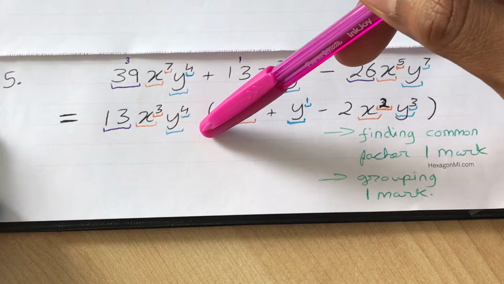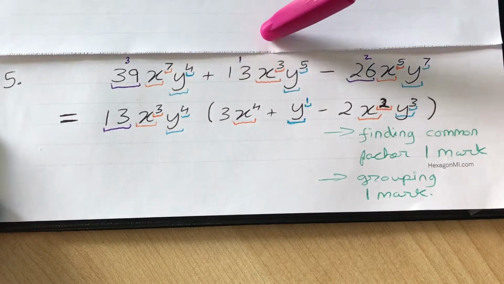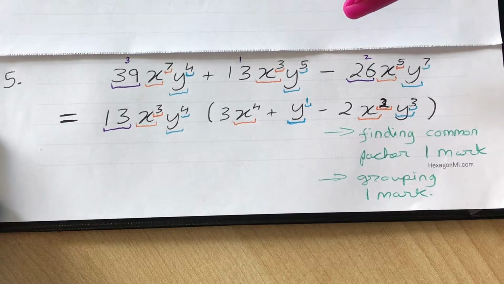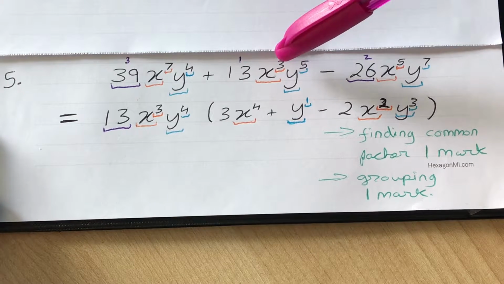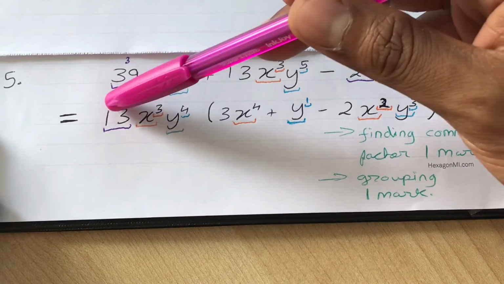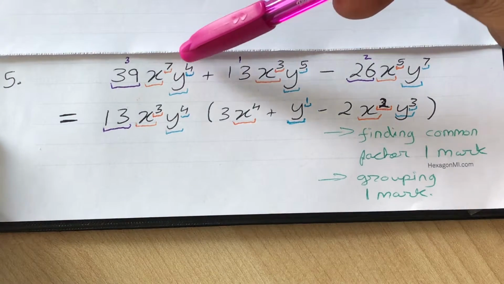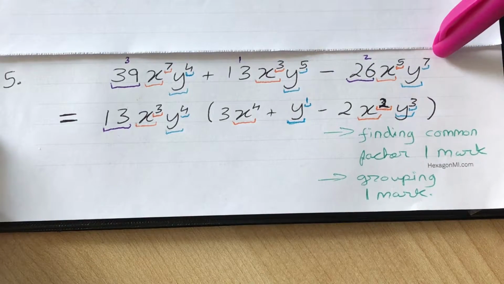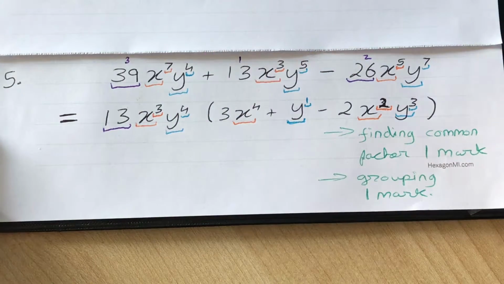Then we tackle the variable part, which is fairly simple to be honest. Let's deal with the x first. Take a look at the three terms and see which term has the smallest power of x. In this case it is 3. So x cubed will be your common factor, which you write next to the 13. Then we move on to the next variable, which is y. Here you have y to the power of 4, 5 and 7. The smallest one is y to the power of 4, so I'm going to write it down outside the bracket.